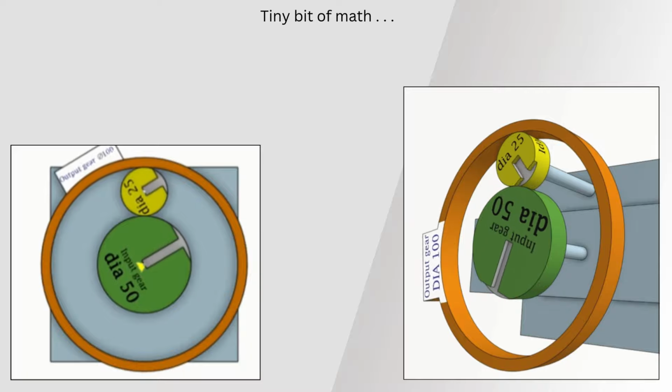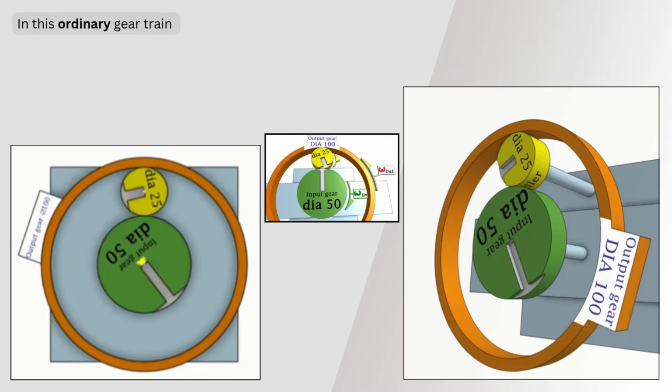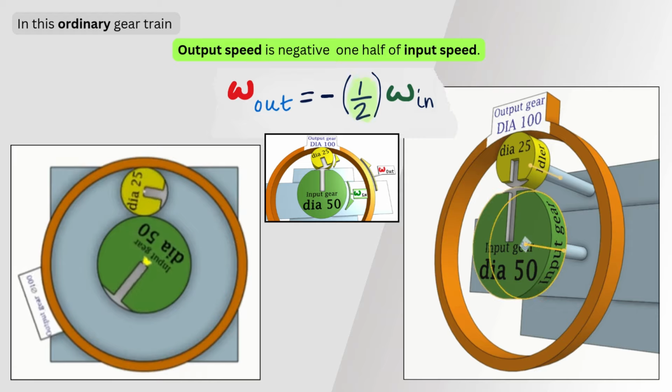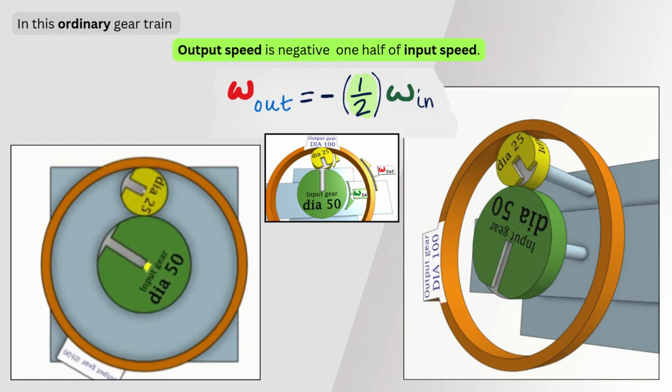The drive ratio for this ordinary gear train is such that when the green input gear completes 1 revolution in the clockwise direction, the orange output gear turns half a revolution in the counterclockwise direction.